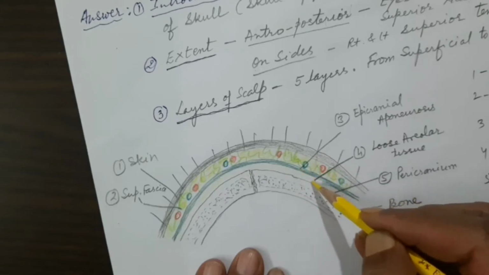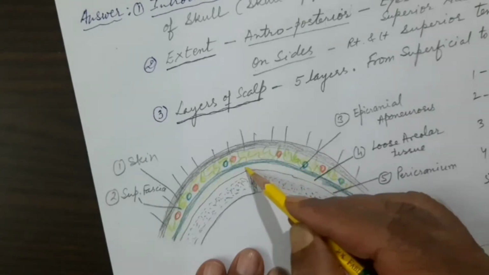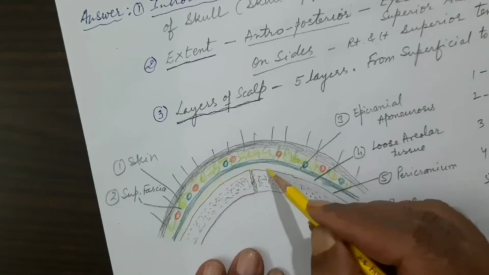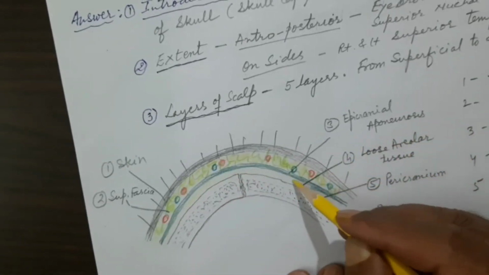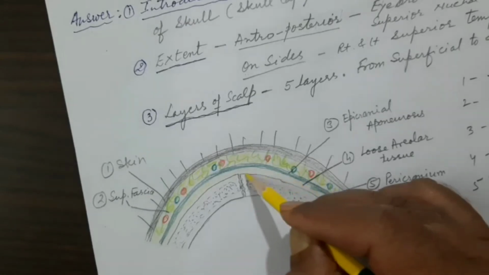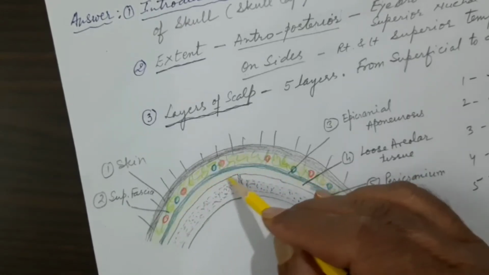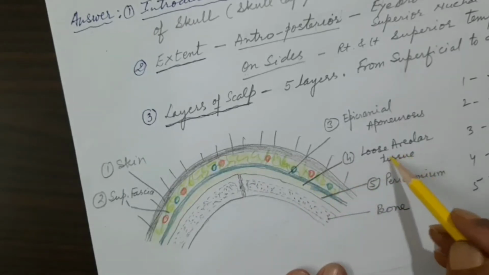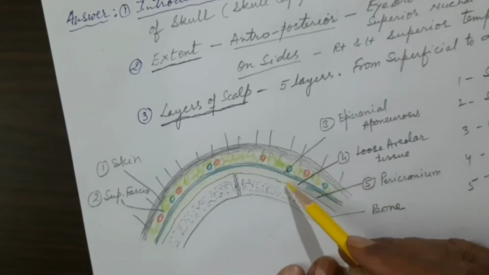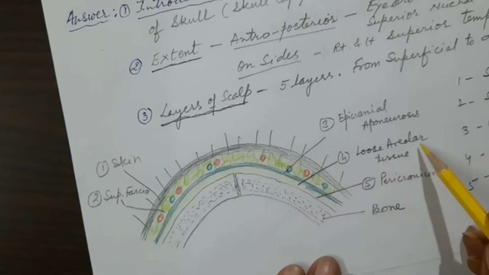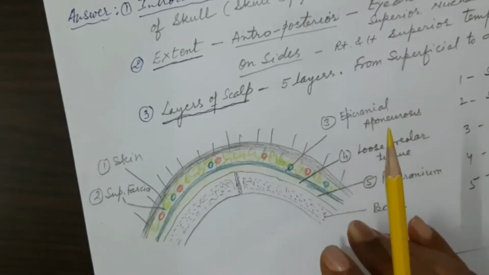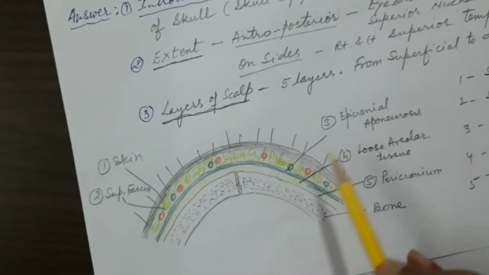The epicranial aponeurosis is directly touching the bone and the periosteum covering the bone, that is the pericranium layer, which is the fifth layer, and there is a very narrow space which is filled with loose connective tissue. Hence the fourth layer is that of the loose tissue, otherwise there is nothing. And through this fourth layer of loose areolar tissue, emissary veins pass.